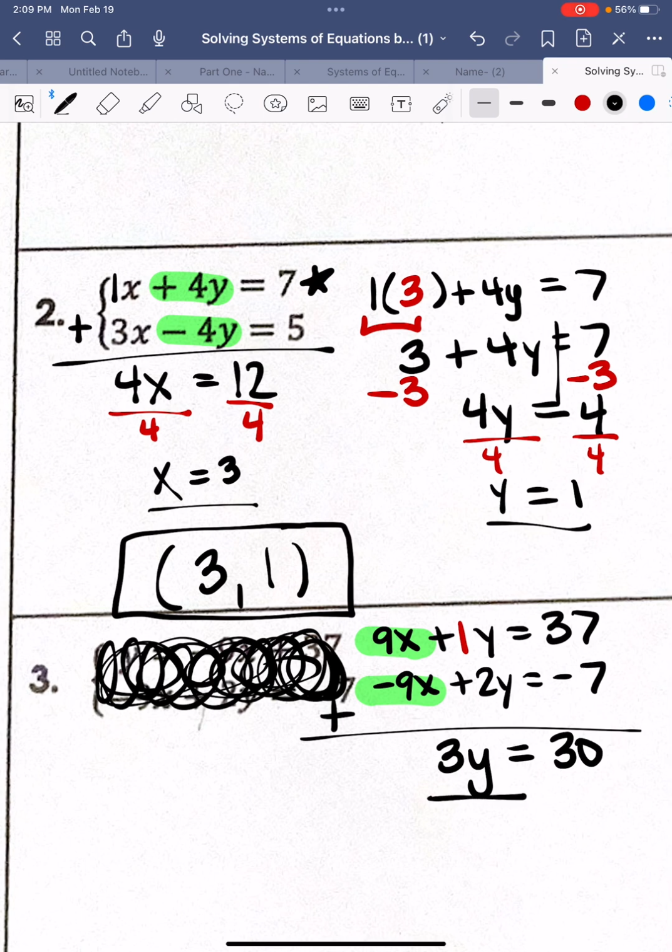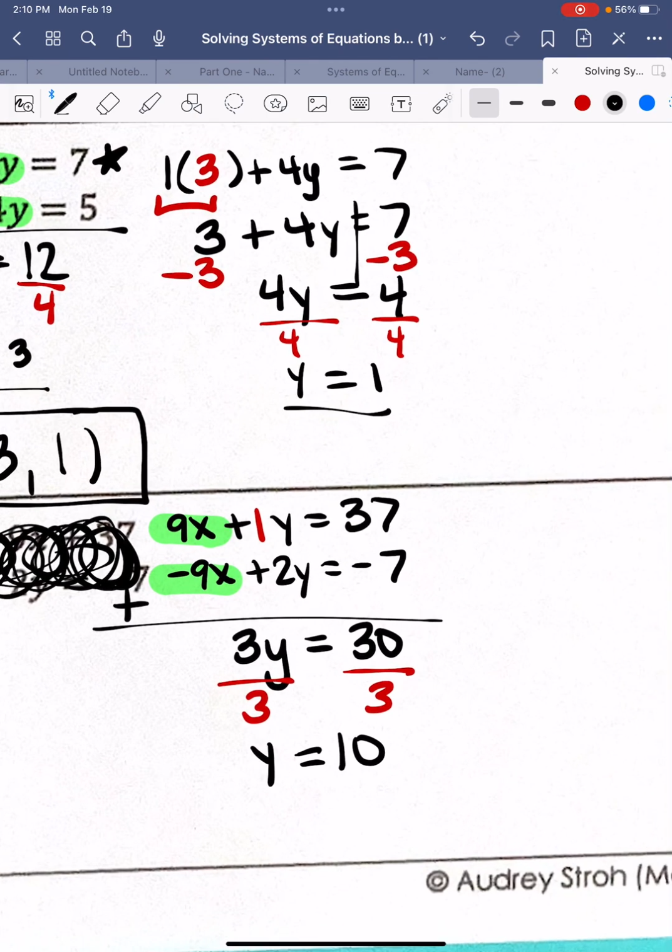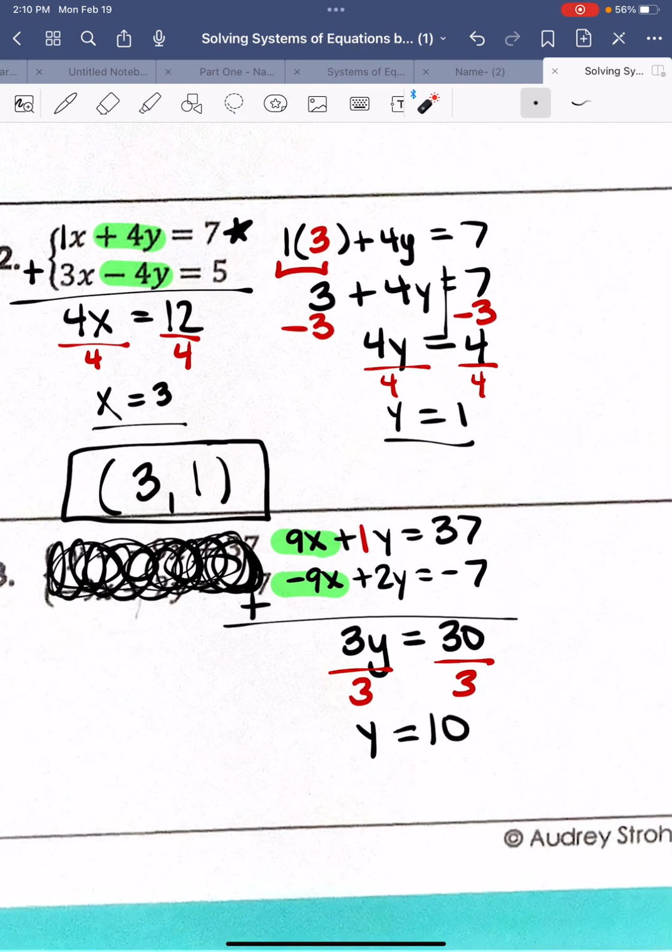And then divide by 3. Sorry, I meant to change it with the color. There we go. Dividing by 3 to make that letter all by himself. Again, what letter equals what number? You got y all by himself, and positive 30 divided by positive 3 is a positive 10. But be careful, because for number 2, we got x equals 3. So we plugged it in for the x value. Notice what you solved for this time. You solved for y. So make sure you plug that in for y.